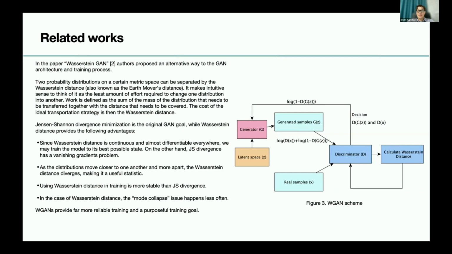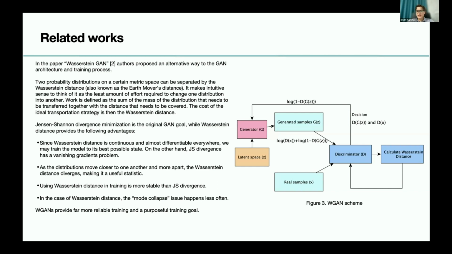Also, using Wasserstein distance in training is more stable. It means we need to change our hyperparameters less, and we can define just a few options which will work in most cases. And in the case of Wasserstein distance, the mode collapse issue happens less often, as the author of the paper states, and it's true. But in text tasks, it always happens, so we need to discuss this problem a little bit later.